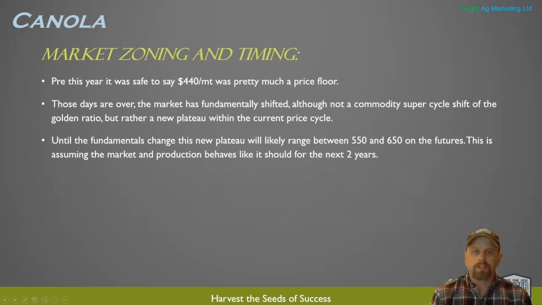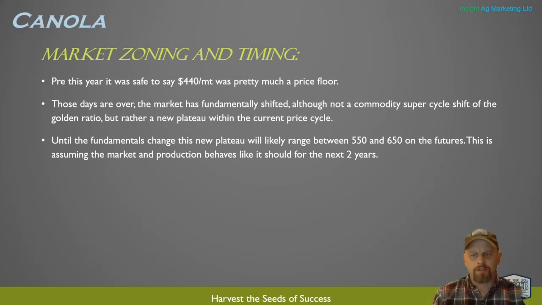So we want to look at the market zoning and timing. Pre this year, it was a pretty safe bet to say that 440 was the floor on canola, and that's because we hit a super cycle in 2008. That's basically $10 minus some basis, so you're looking around $9.50, depending on where you are, right? But that was a real low in the markets, and that's why we saw last year and a couple of years ago the market had a hard time breaking above 10, but it really didn't fall much below those mid 9s, with the basis and everything. If you look at the chart there, it will explain that.